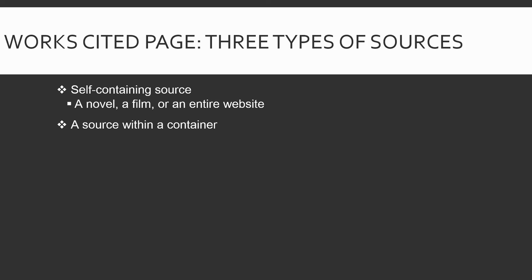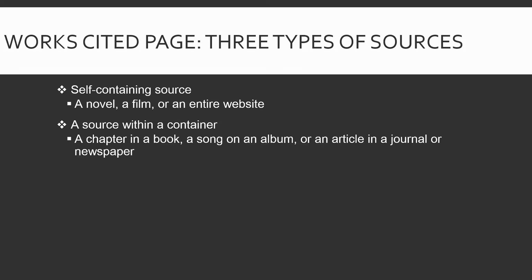Because the pattern can be used with any source, there are only 3 types of works cited citations. The first is a self-containing source. This is a source that is complete in itself. Some examples include a novel, a film, or an entire website. The next source type is a source within a container. This type of source could be a chapter in a book, a song on an album, or an article in a journal or newspaper.